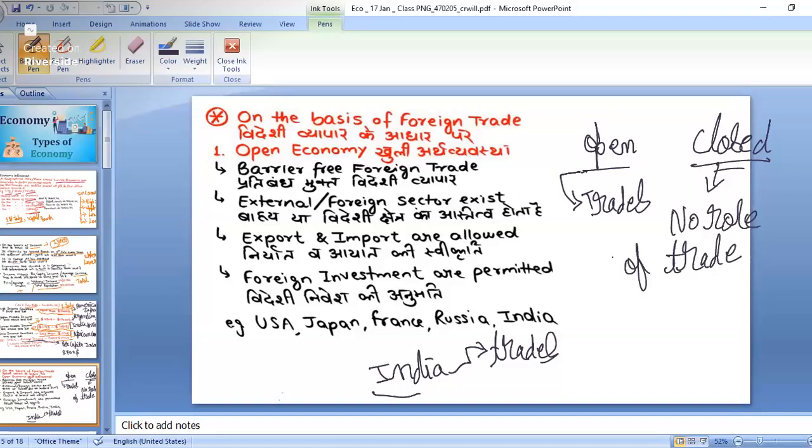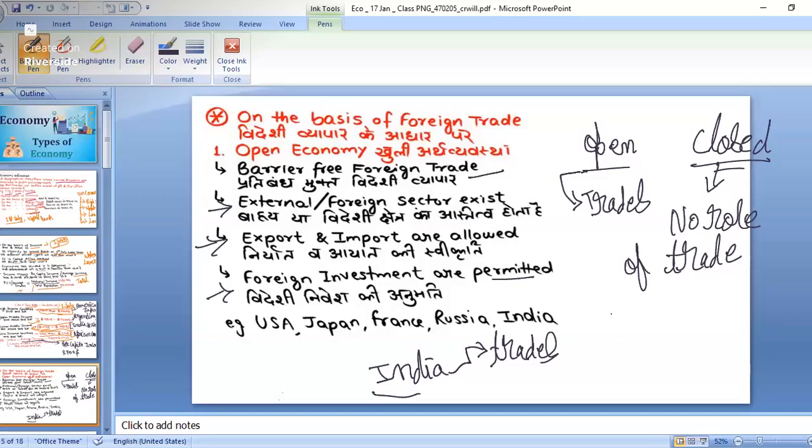Trade activity will be there. Okay, so open economy: here we have barrier-free foreign trade. So here we'll be having trade. Then an external and foreign sector exists, because if you are having trade, an external foreign sector is needed. Then export and import are allowed. In the case of an open economy, foreign investment is also permitted.